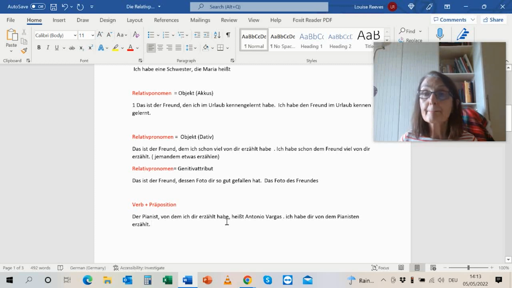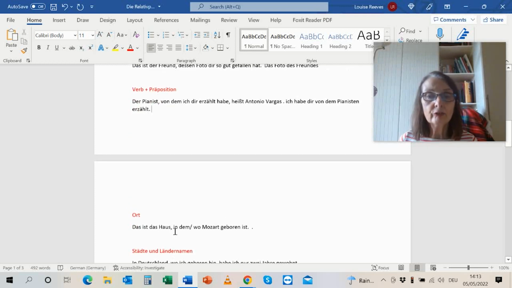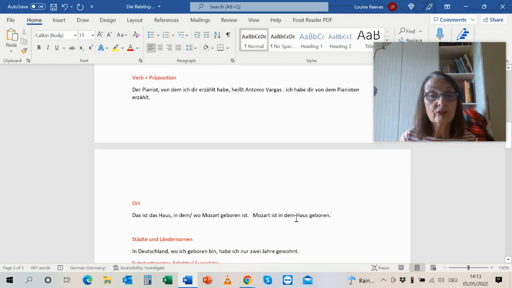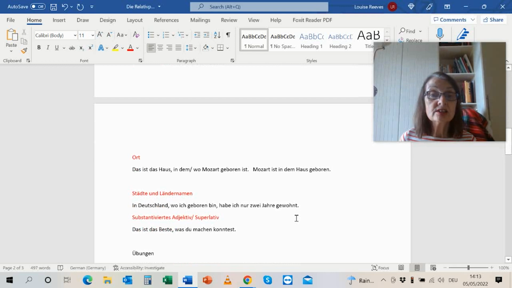Na, hoffentlich. Ort, place. Das ist das Haus, in dem oder wo Mozart geboren ist. So, Mozart ist in dem Haus, that's more emphasis, geboren. Okay, so das ist das Haus, in dem, not repeating house again, Mozart geboren ist. Then you have Städte und Länder. In Deutschland, wo ich geboren bin, habe ich nur 2 Jahre gewohnt.